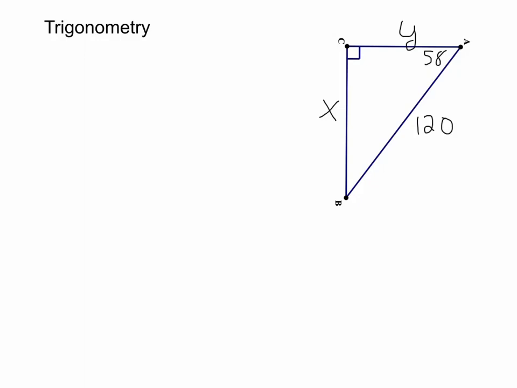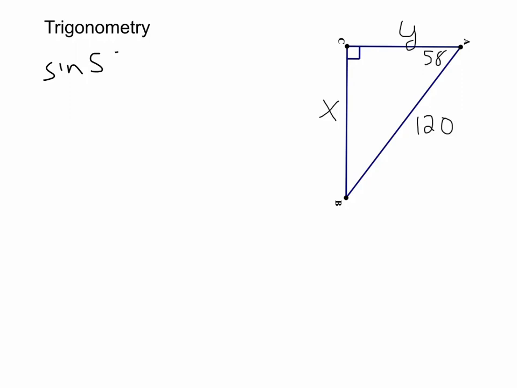So again, we have triangle ABC. In this example, angle A is 58 degrees, x and y are legs, and 120 is the hypotenuse. I want you to use both the sine and cosine trig functions to find the value of x and y. So take a second, pause the video, and find the value of x and y. So I'm going to find x first, and x is opposite and hypotenuse, so I'm going to use sine.